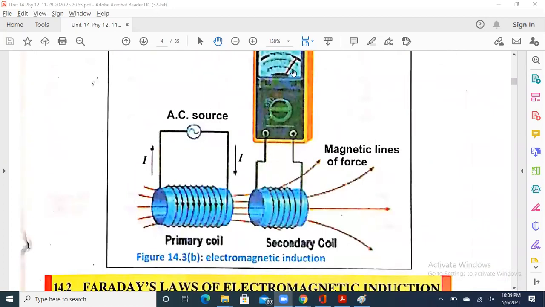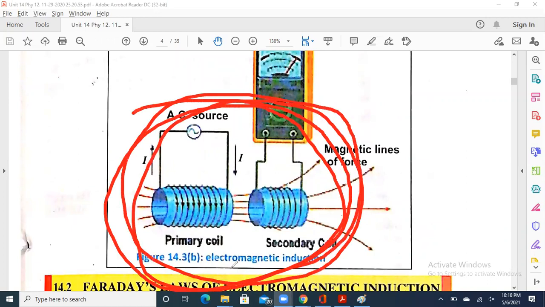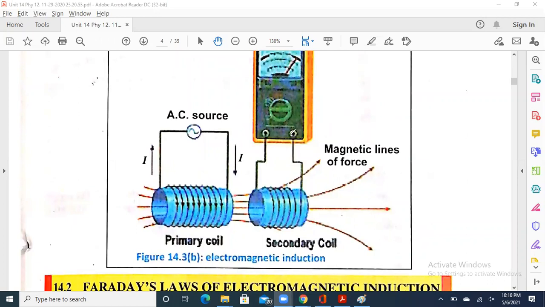This is the situation. Can you tell me that in this situation the EMF is being induced? Can you tell me whether this EMF is dynamic or static? Sir, dynamic EMF, sir, induced EMF. No, induced it is. Dynamic and static both are induced EMF. These are the types of the EMF.